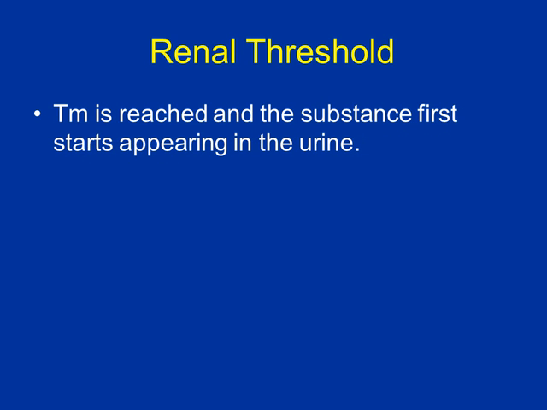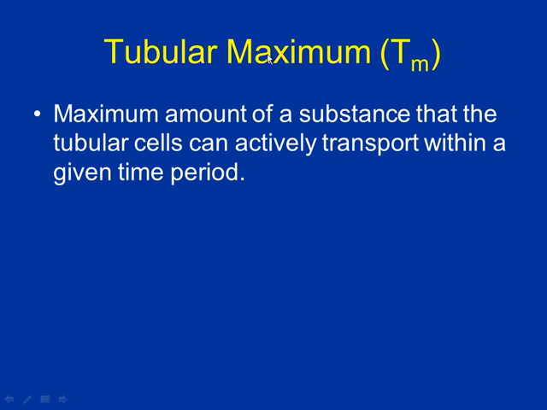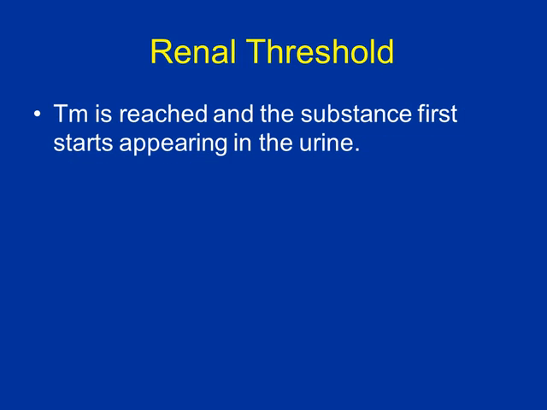Right? Threshold is the point where you start seeing that in your urine. So threshold is at the point where you've exceeded the number of transporters. You're pushing more sugar into your filtrate than you have transporters to bring it back in. So tubular maximum is the number of transporters you have. That's the number you can transport. Renal threshold is just 1 point higher.